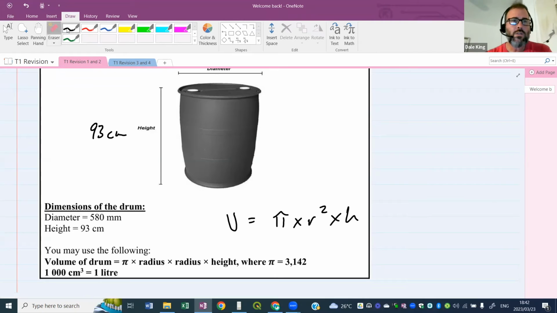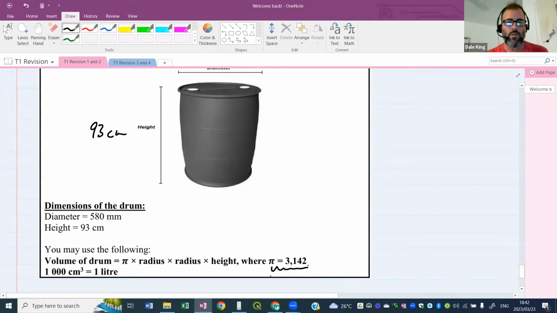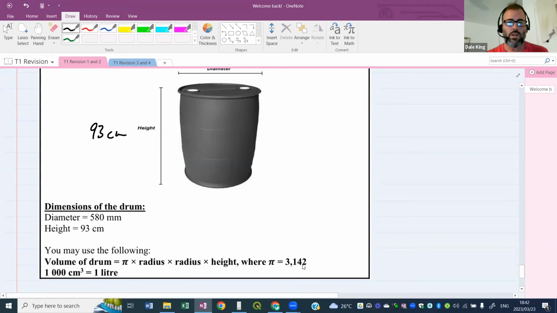But they can give it to you in a different way. So the pi is over there, radius times radius is radius squared, and height is the h over there. So it is the same, it just looks different. Don't let it throw you off. It's a volume formula, the same one that we used to, and they say pi is equal to 3,142, so we'll use that.